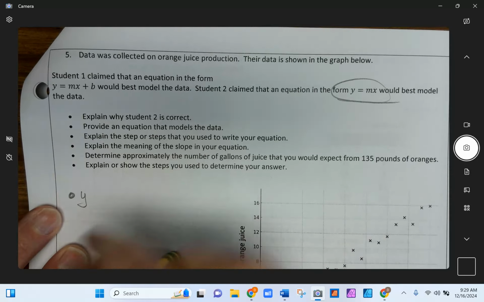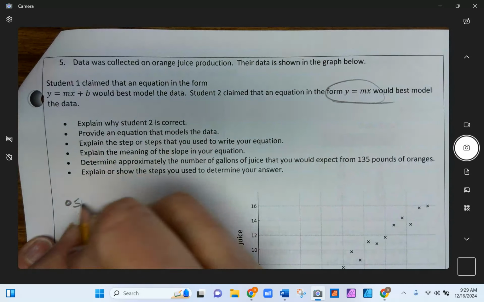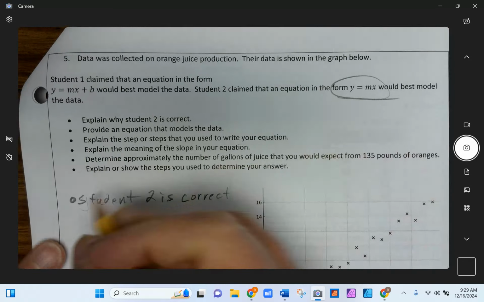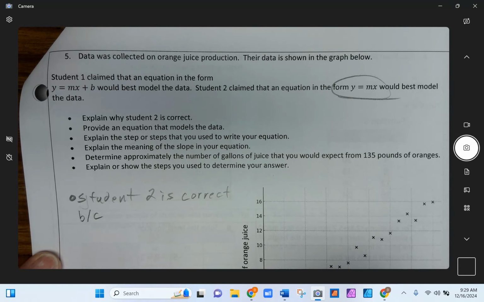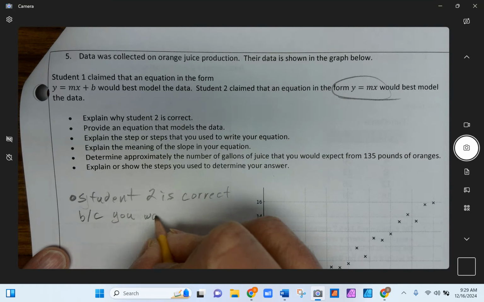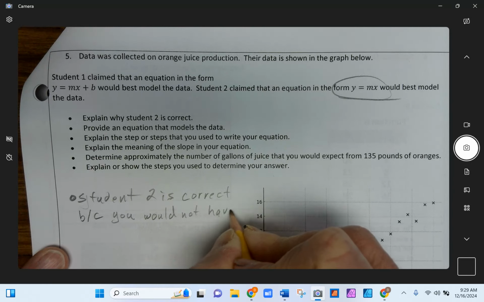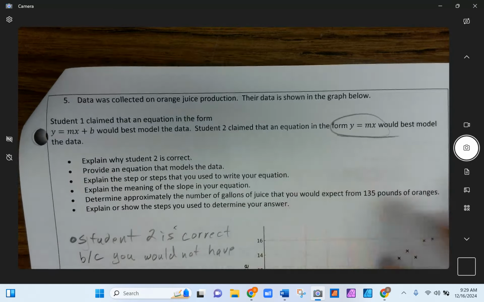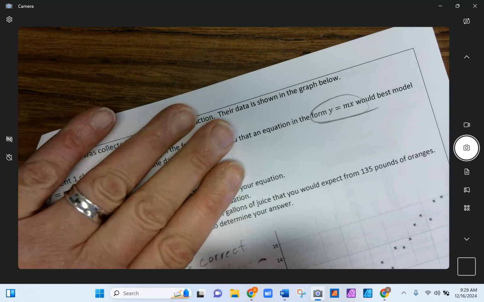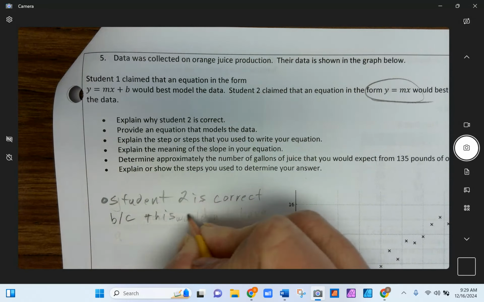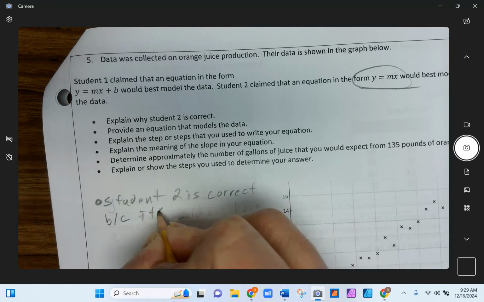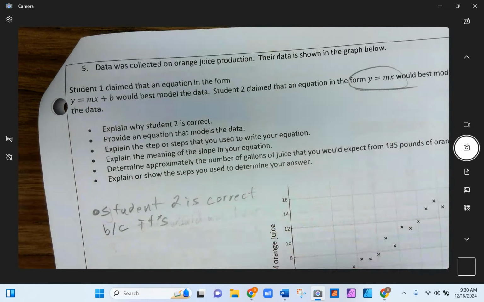Let's actually start with answering the question. Student 2 is correct because, let's say, in this situation, the y-intercept. There you go. It's proportional.